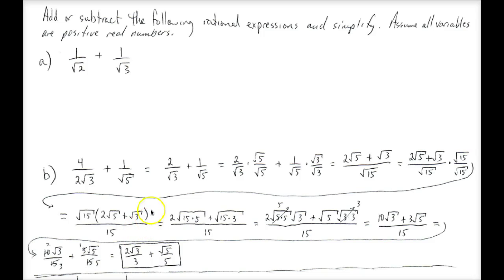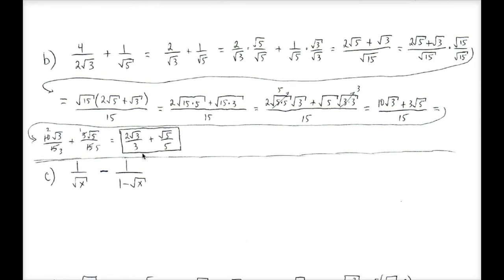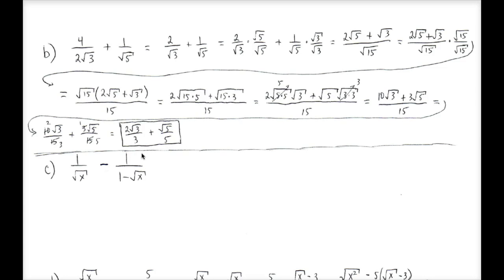So what we want to do is add or subtract the following rational expressions and simplify. And we want to assume that all variables are positive real numbers. So let's move on to example B here and talk about how we actually work this out.